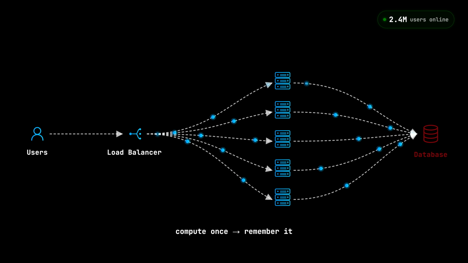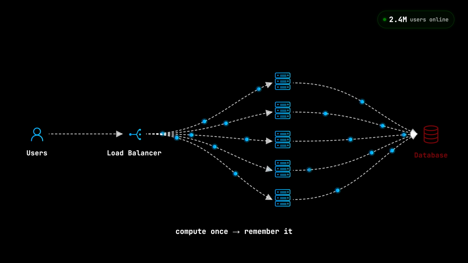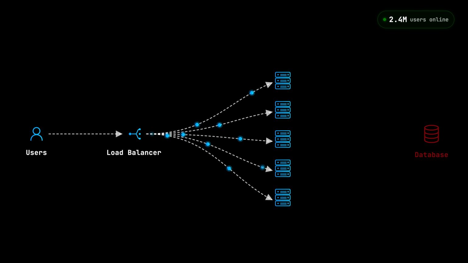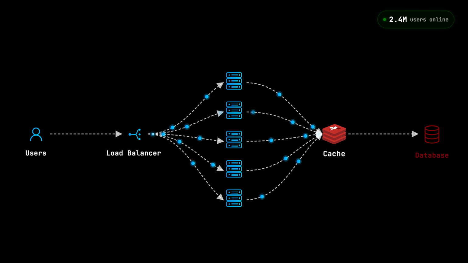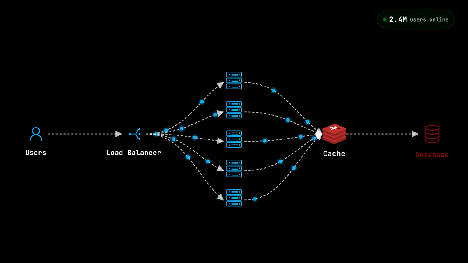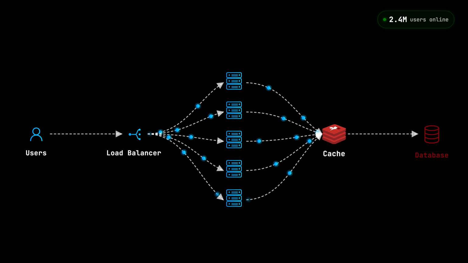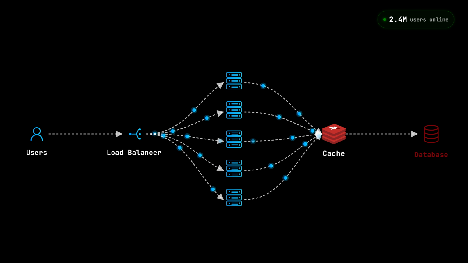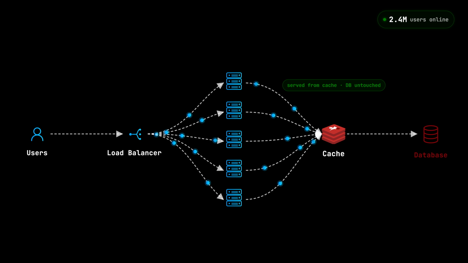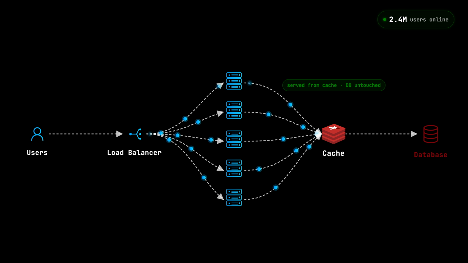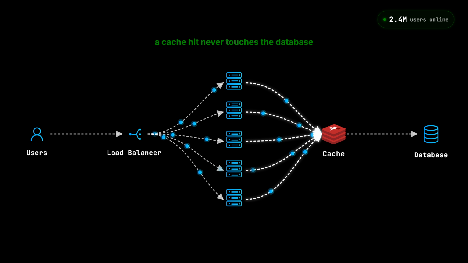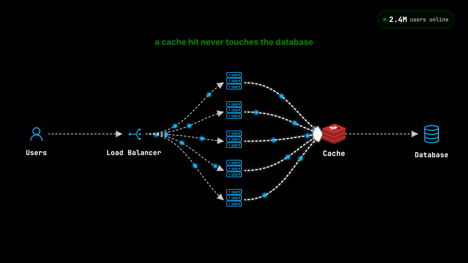So don't do that. Work out the answer once and then remember it. Keep it in a small, very fast box in front of the database. This is called a cache. Its name is Redis. If a request finds its answer in the cache, it never touches the database. And just like that, most of the work goes away.